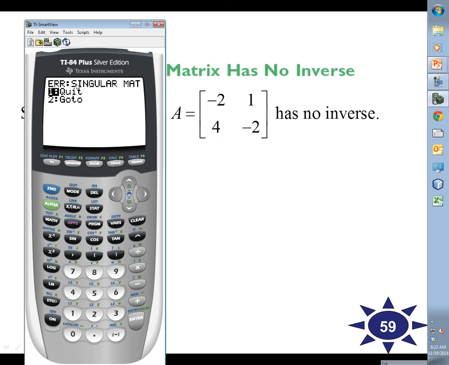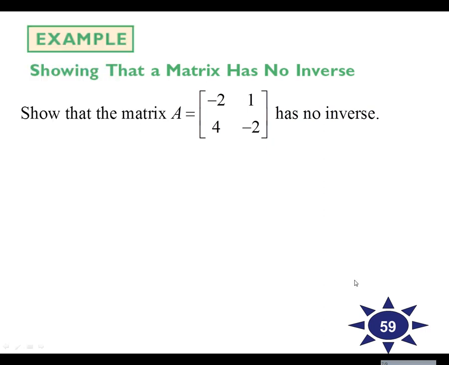All right, so if you get the singular error, that means it has no inverse. If you get a different error, something else is going on. Maybe you didn't put the right numbers in somehow. But if the error is singular, that means there is no inverse. So we've just proved that there is no inverse using the calculator. And again, we're not going to learn how to do it algebraically in this chapter. We're going to be able to use the calculators for these inverses. All right, so knowing that, try problem 59.